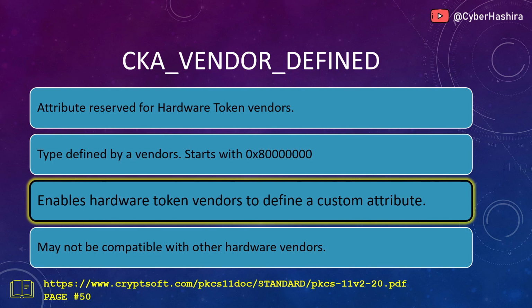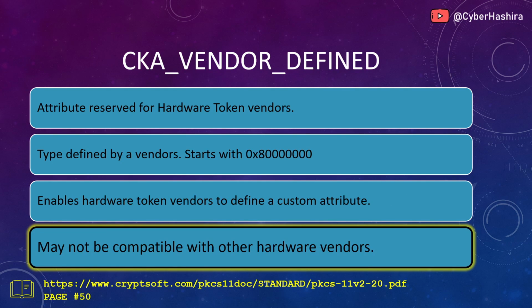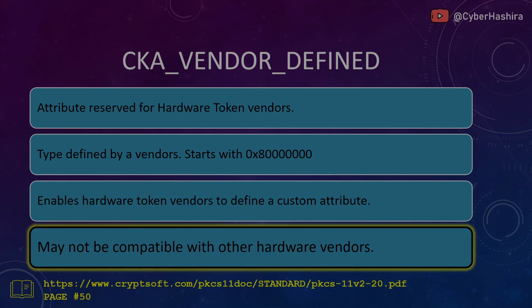A vendor may use these attributes for a custom feature or to help use a mechanism provided only by them. And because these attributes are customizations provided by a vendor, these may not work with other token vendors. So using these attributes may present some compatibility related issues.